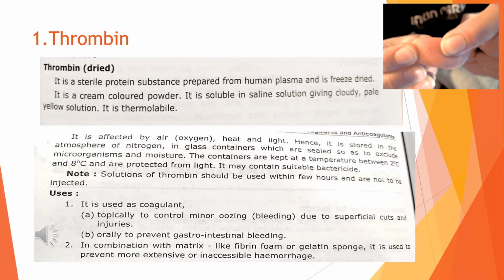First drug is thrombin. It is a sterile protein substance prepared from human plasma and is freeze dried. Human plasma contains RBCs, WBCs, platelets as well. It is about 55% of the blood.